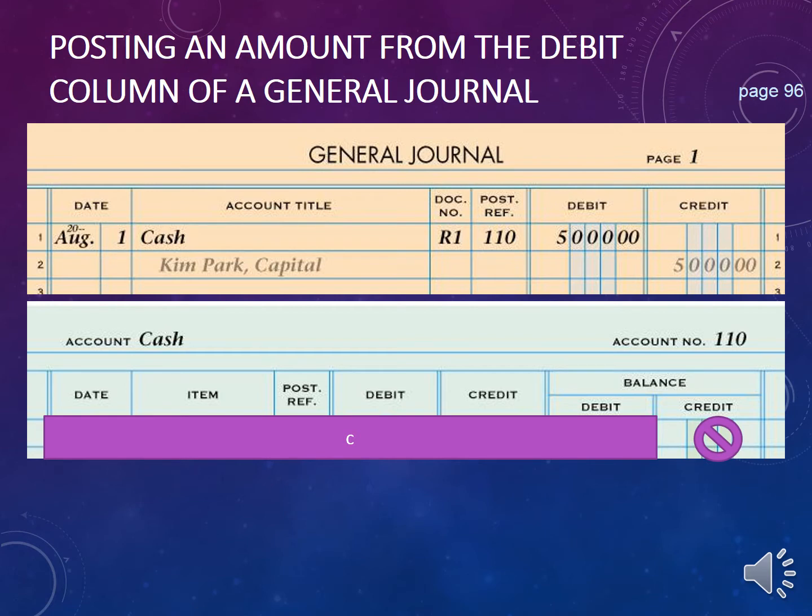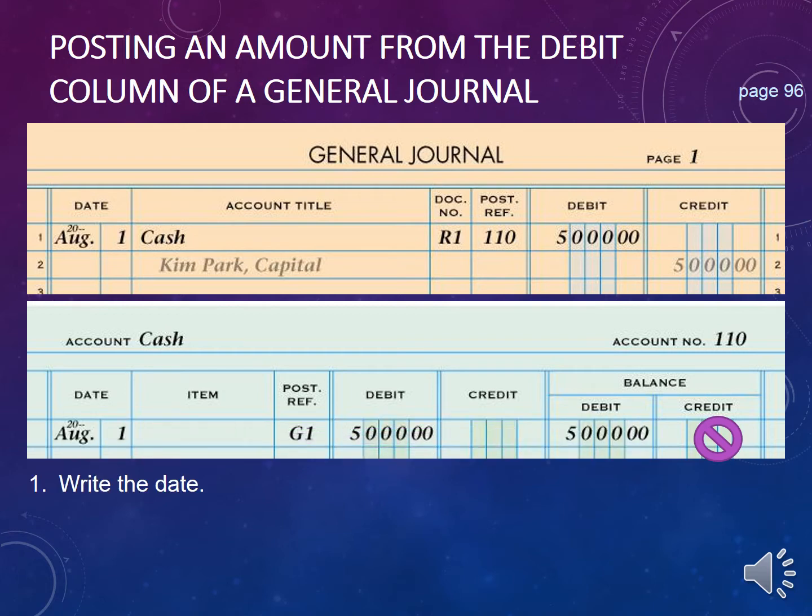It is now time to learn how to post amounts in our general journal into the correct accounts in our general ledger. Looking at line 1 of the general journal, we have a debit transaction for cash on August 1st. We now need to take this transaction and post it into the cash account in the general ledger. To do this, we will first write the date. The date is the same date listed in the general journal.